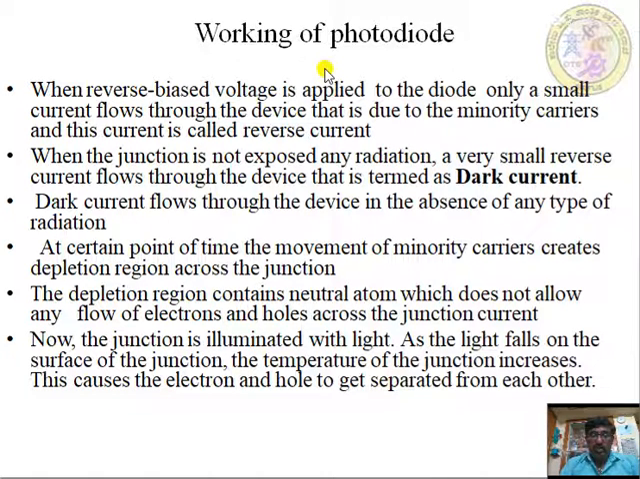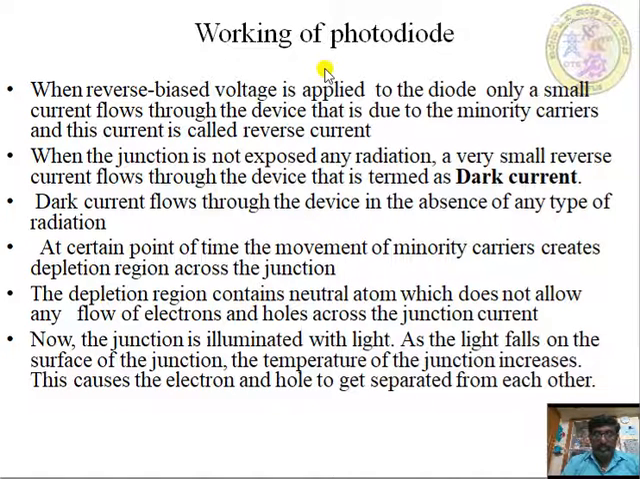When the junction is not exposed to any radiation, a very small reverse current flows through the device, which is termed the dark current. Dark current flows through the device in the absence of any type of radiation. So dark current is the small flow of current when there is no radiation.